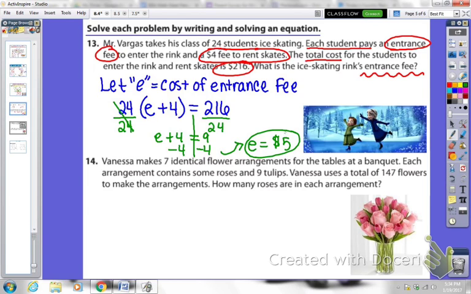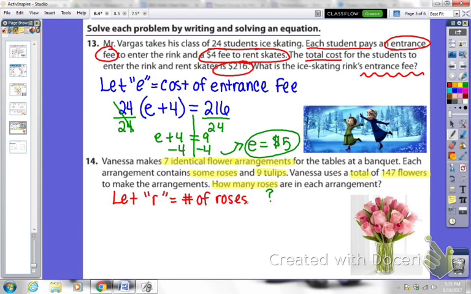And the last question. Vanessa is making 7 identical flower arrangements for the tables at a banquet. Each arrangement contains some roses and 9 tulips. She uses a total of 147 flowers. How many roses are in each arrangement? So I don't know the number of roses. So that's going to be my variable. Let R equal number of roses.